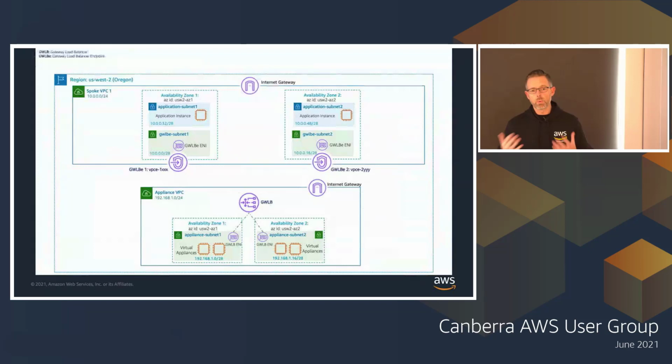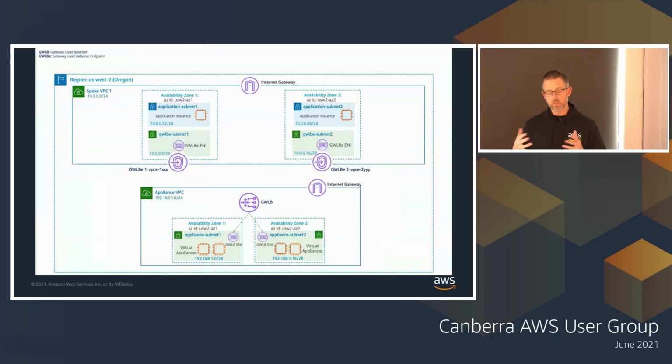So what we have here is down the bottom, we have our appliance VPC, and that's where our firewall appliances or what have you are located, as well as the gateway load balancer. Up the top, we have our spoke VPC. And this is where our application is, and our route tables that point traffic at the gateway load balancer endpoints, also where our gateway load balancer endpoints are.